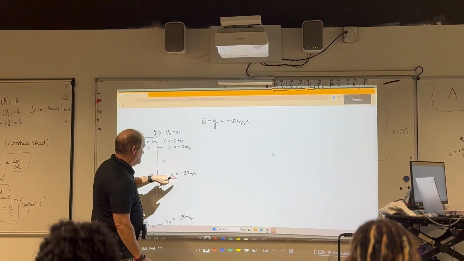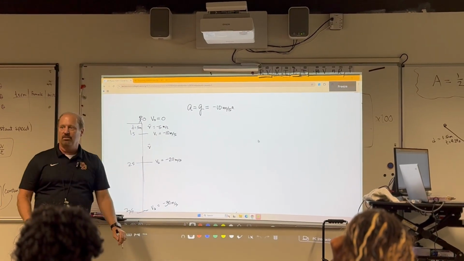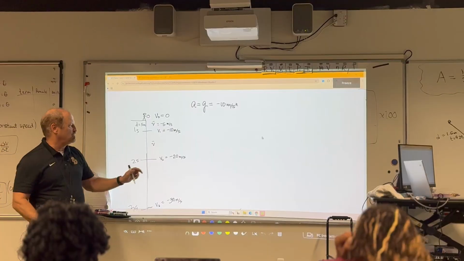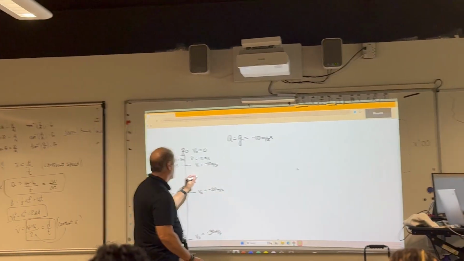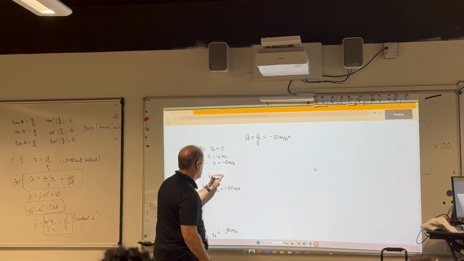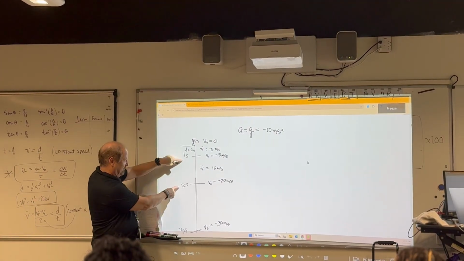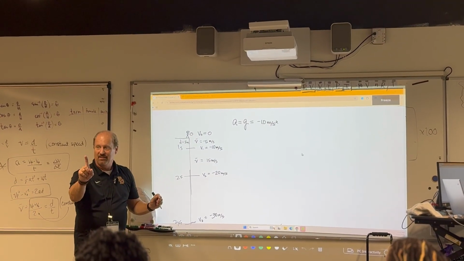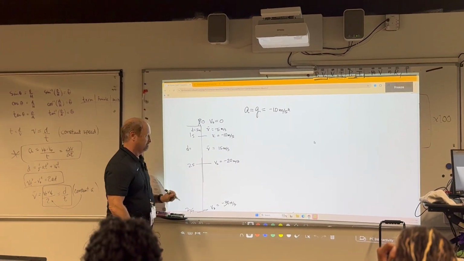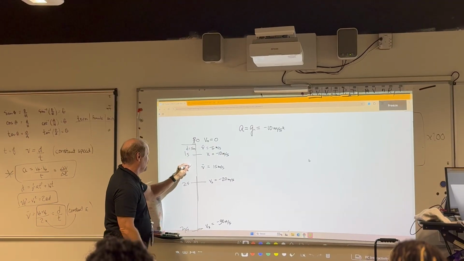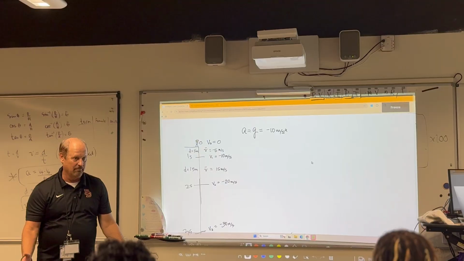Okay, real quick. What's the average velocity between these two values? The average between the two. We got negative 20 plus negative 10 divided by 2. V average is negative 15 meters per second. How many seconds elapse between here and here? 1 second. So what distance does it cover in that second? 15 meters. Right? Everybody with me?